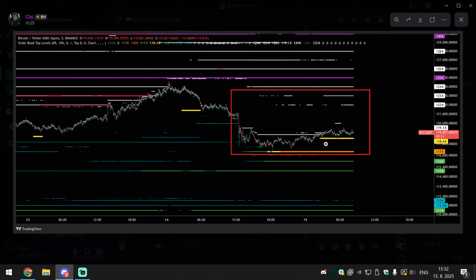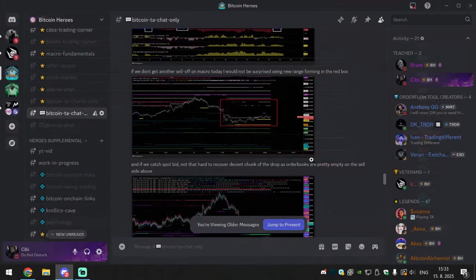I'm already thinking maybe we get another range today and maybe the next few days into Monday in this red box, because the spot market is trying to defend the area and the sellers are pretty big. So it's not easy for Bitcoin. Again, I was talking about these distributions at only 5k, lots of sell side. So we will see.